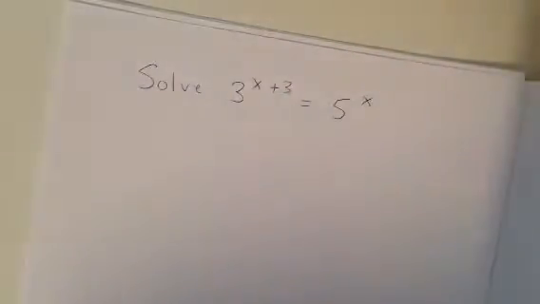Okay, so this problem is asking us to solve for x: 3 raised to the x plus 3 power equals 5 to the x power. In order to solve this, it does take a little bit of knowledge of the natural logarithm rules, which we will be using to solve this.